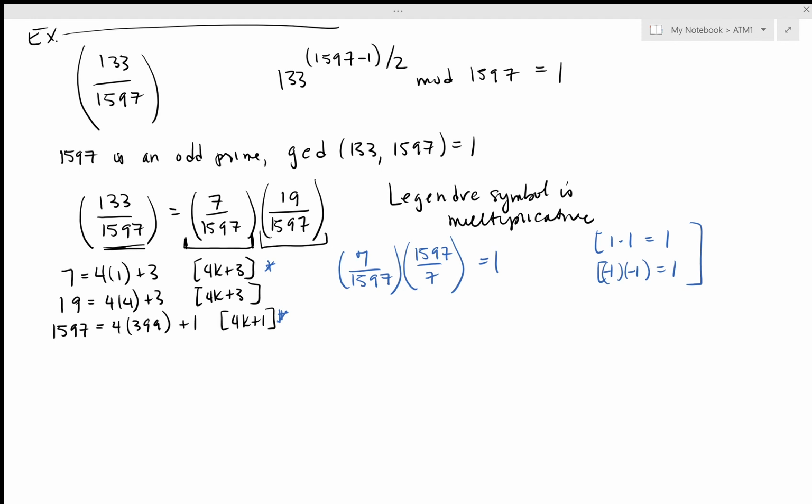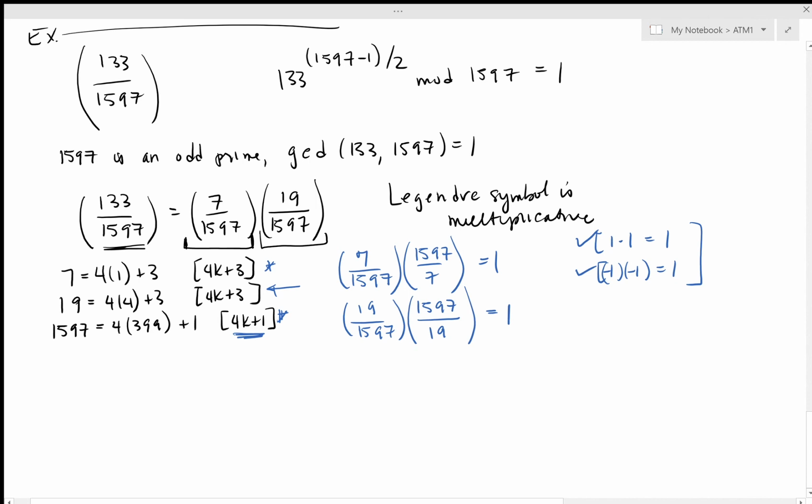Okay, this is actually going somewhere. It's actually getting easier. Similarly, let's look at this product of two Legendre symbols. Is 19 a quadratic residue mod 1597? And is 1597 a quadratic residue mod 19? Well, similarly, because this one is of type 4k plus 1, this one is of type 4k plus 3, the answer is either both yes or both no. Either way, the product of the two of them is 1. So that allows me to do this.